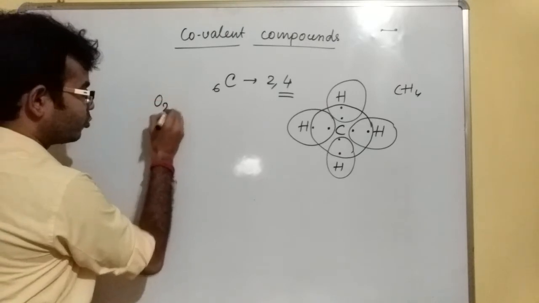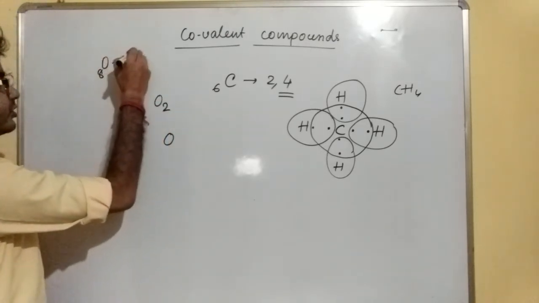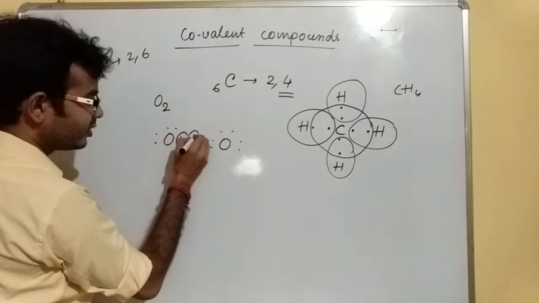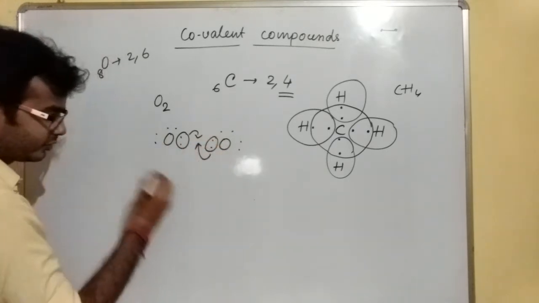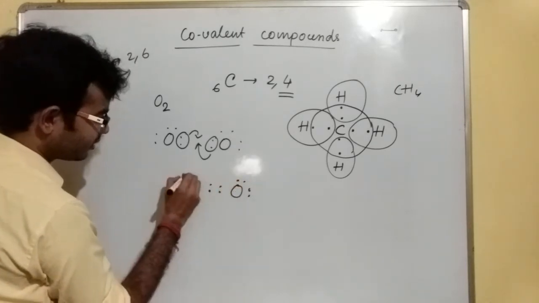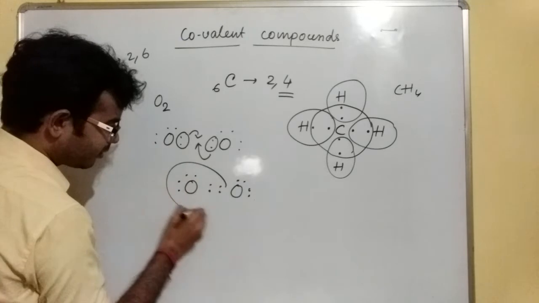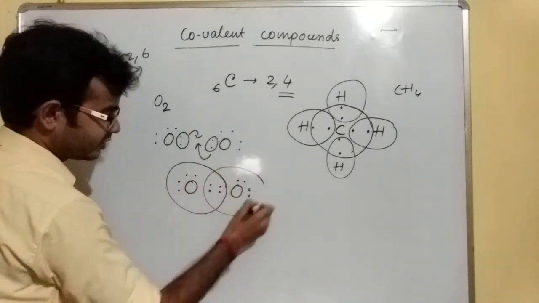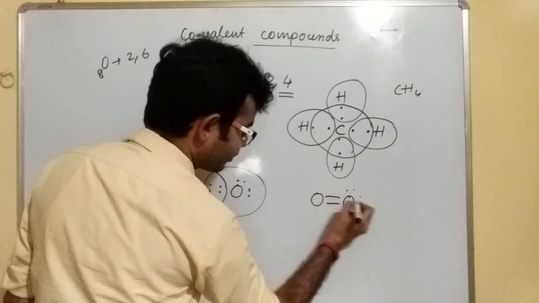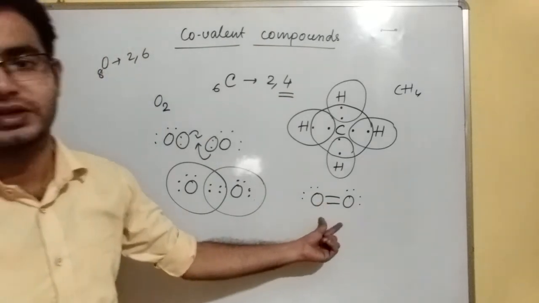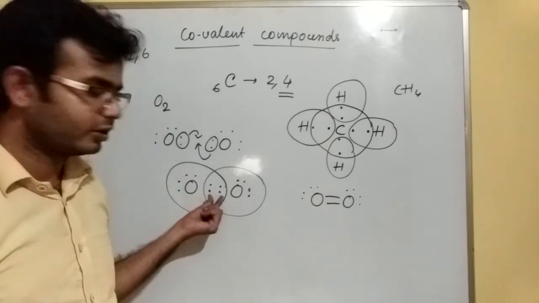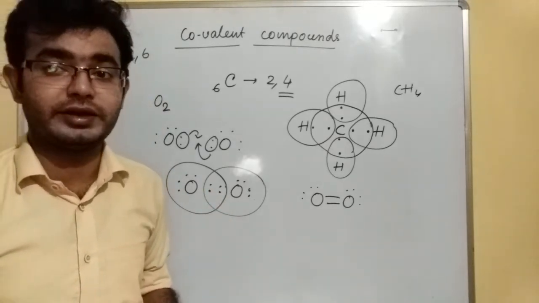So if we take the example of O2, the oxygen atomic number is 8, electronic configuration 2,6. So oxygen contains 6 valence electrons here, so it will donate 2 electrons, and this oxygen will donate 2 electrons. What will happen? They will form 2 electron pairs. Now the number of valence electrons for this oxygen atom is 8, and for this oxygen atom it is also 8. So they will form O double bond O. Okay, so in between two oxygen atoms there is a double bond. This double bond contains 4 electrons, as can be observed from here. It contains 4 electrons or 2 electron pairs.